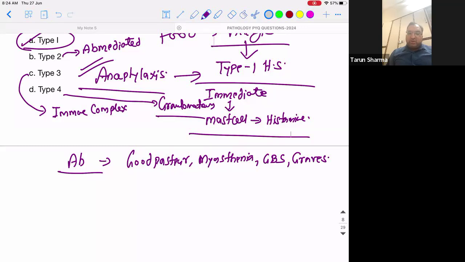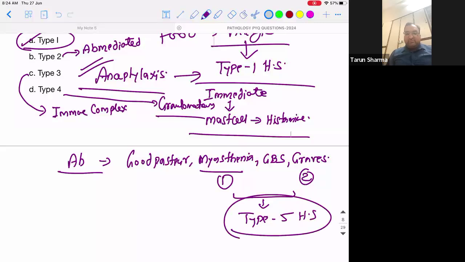Now these two diseases, myasthenia and Graves disease, have also been categorized into type 5 hypersensitivity reaction. So nowadays there is a newer question: what is the type 5 hypersensitivity reaction? There are two conditions, myasthenia gravis and Graves disease, that belonged to the antibody mediated conditions earlier, but nowadays they have been categorized into the type 5 category also.